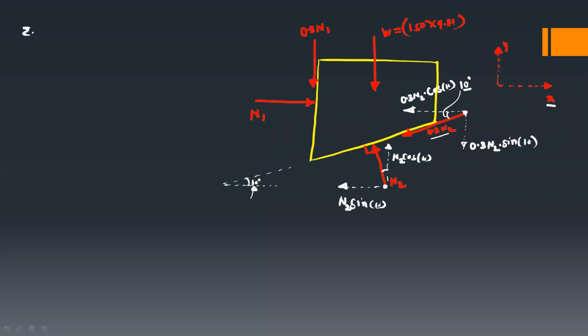Now write the summation Fx = 0, which is the first condition of equilibrium. Consider all x components starting from N1, which is positive. Then we have N2 sin 10 on the negative side, so minus N2 sin 10. Then we have 0.3 N2 cos 10, again on the negative side, so minus 0.3 N2 cos 10. Only three components along the x direction, and this is equal to 0.